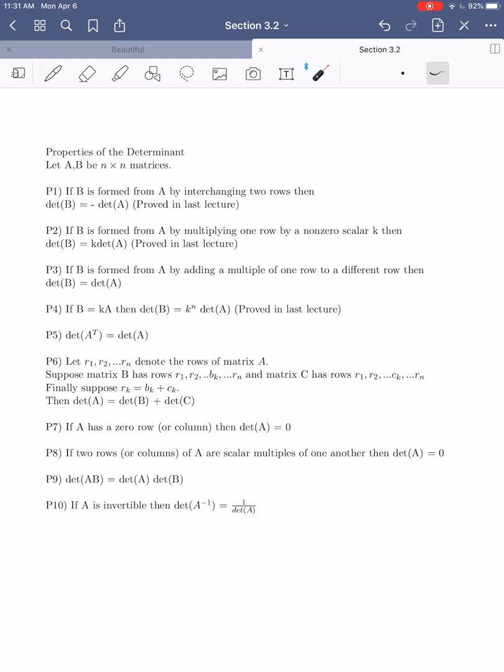So P1 says that if B is formed from A by interchanging two rows, then the determinant of B is negative determinant of A. We actually proved that completely in the last lecture. We also proved P2: if B is formed from A by multiplying one row by a non-zero scalar K, then the determinant of B is K times the determinant of A. So we actually proved that one as well.